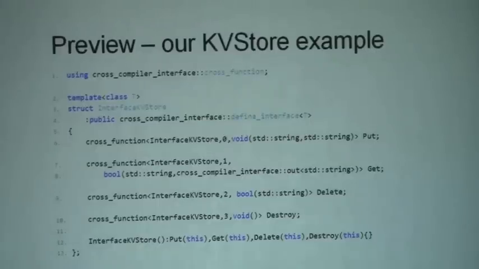So this is the same signature you'd pass into std function. So void string string, and then bool string, and then for out parameters, we had to do it a little bit differently. So it provides something called out that you can use with any of the types that it supports, and you can use it as an out parameter. Then our delete, our destroy, and then in our interface, you basically initialize each one with this.